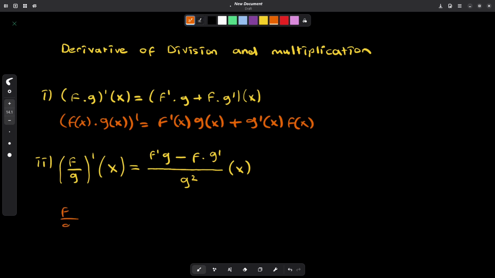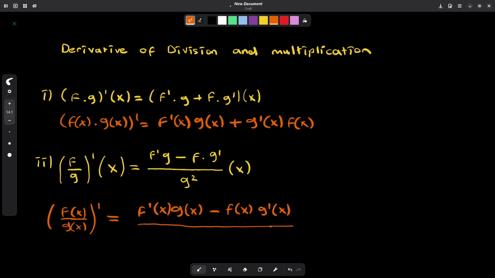For the division of two functions that we want to differentiate, first we will differentiate f(x) multiplied with g(x), and from this we'll subtract f(x) multiplied with the derivative of g(x), and this will be over the square of g(x).